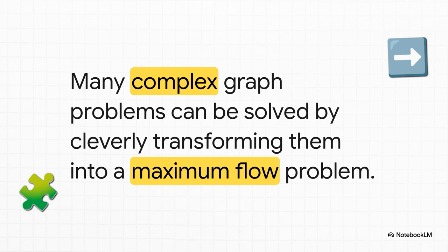The idea is to take a really hard problem, one that might not even look like it's about flow, and you cleverly reframe it as a max flow problem. Then you solve it with something like Ford Fulkerson, and you translate the answer back. Let's look at a couple of classic examples of this.